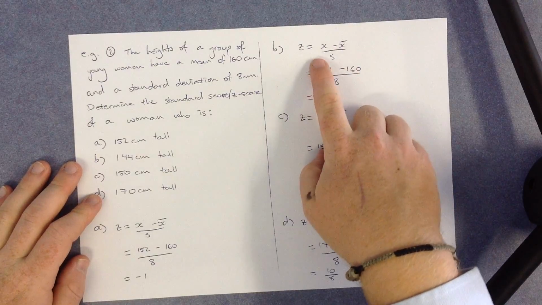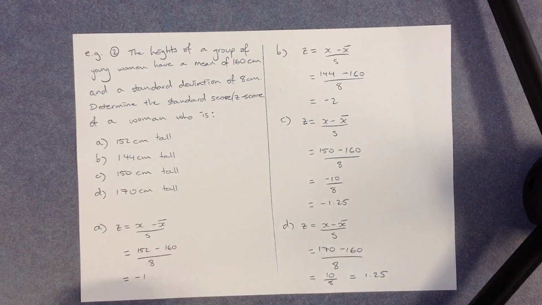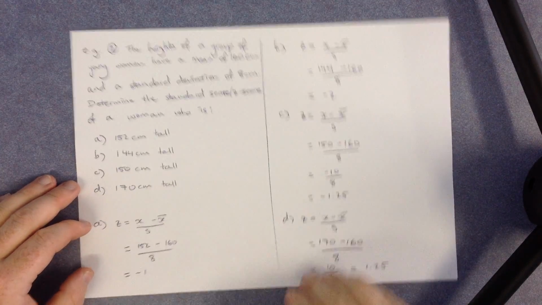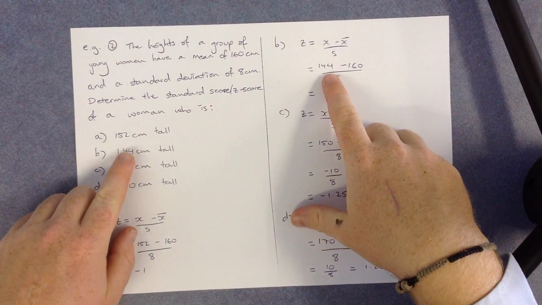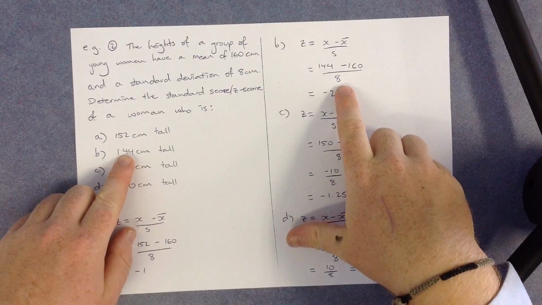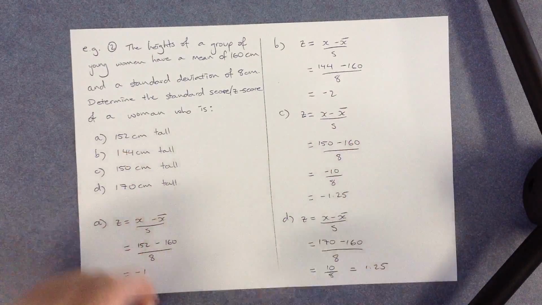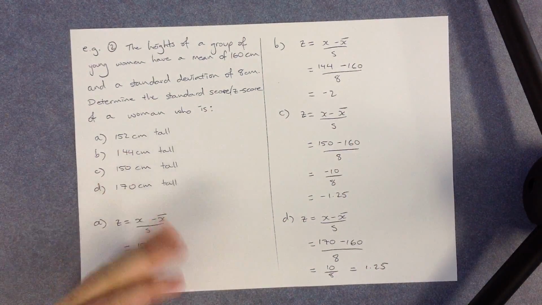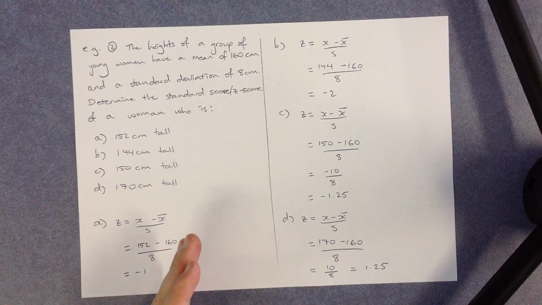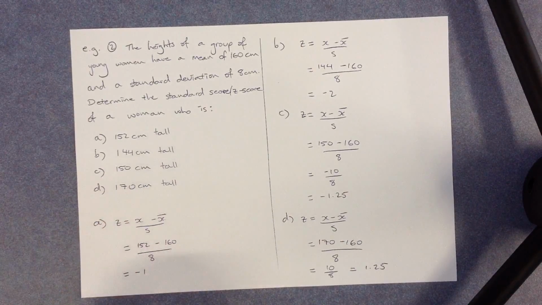I've written out the rule again. Z equals x minus x mean divided by s. Then we've got 144 is our piece of data, our x, the thing we're using, minus the mean divided by the standard deviation. So that equaled -2. That -2 tells us that we are 2 standard deviations below the mean, or the average, or the middle. We are 2 standard deviations below the middle.